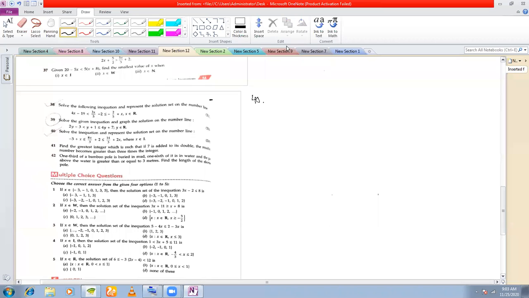So problem number 40. The question is: solve the inequation and represent the solution on the number line.